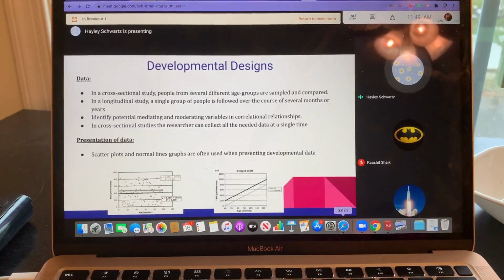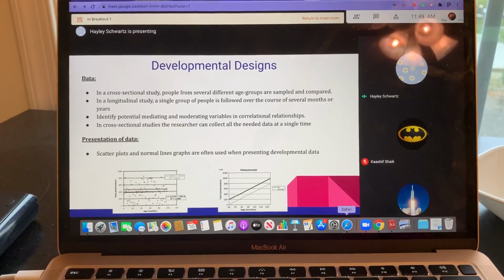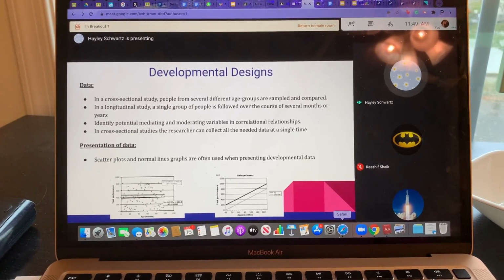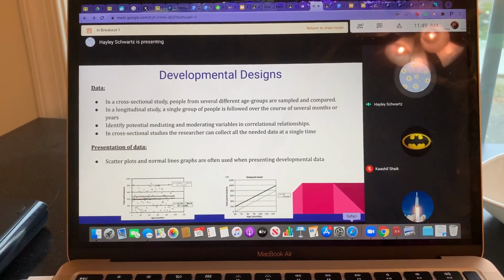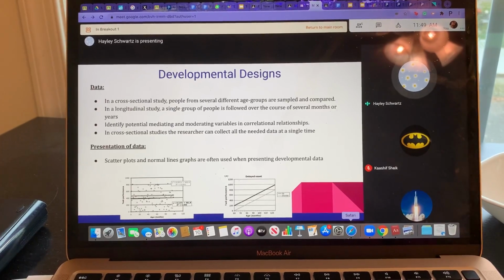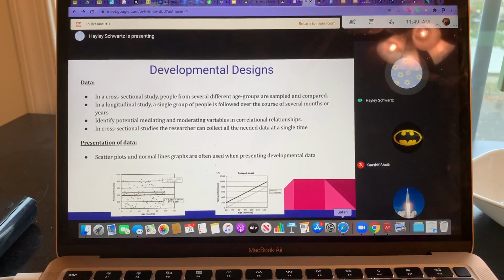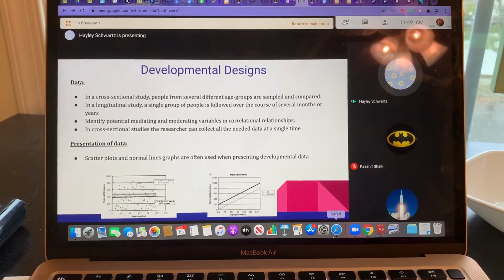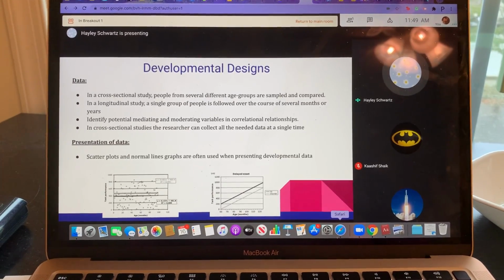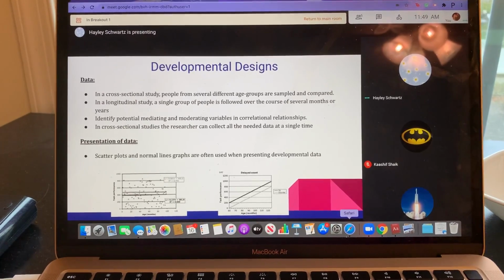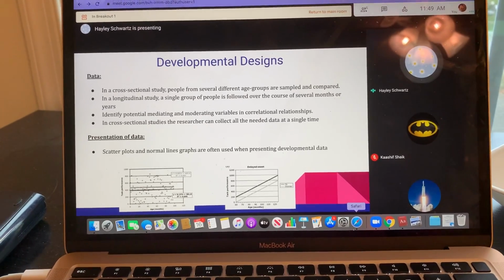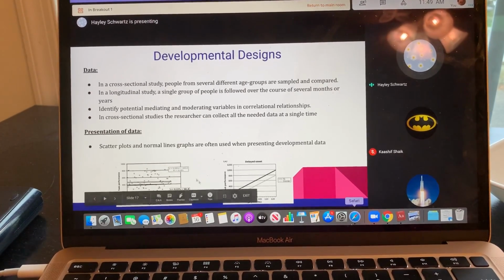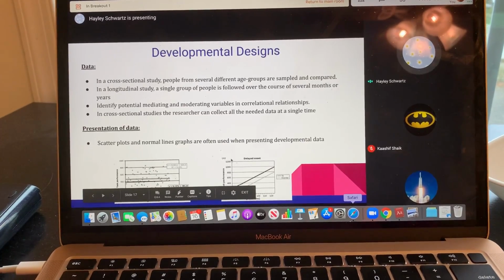And so data. In a cross-sectional study, people from several different age groups are sampled and compared. In a longitudinal study, a single group of people is followed over the course of several months or years, and they identify potential mediating and moderating variables and correlational relationships. In cross-sectional studies, the data is collected at one time, not over a period of time. Most of this data is presented by scatter plots, or also by normal line graphs. So this right here would be a scatter plot of data.